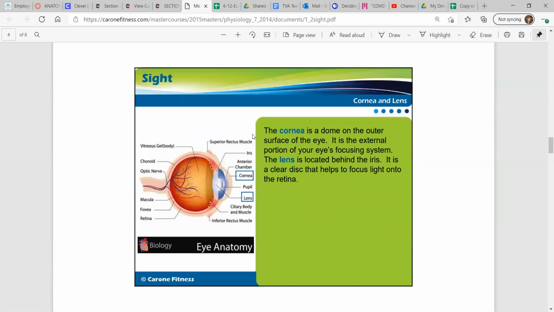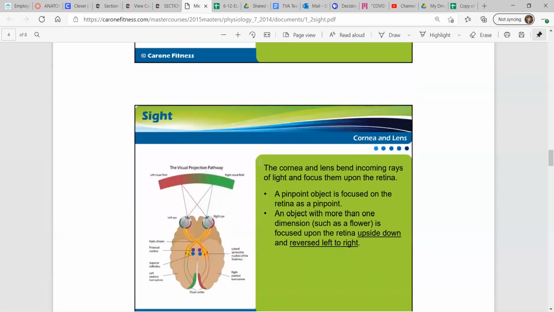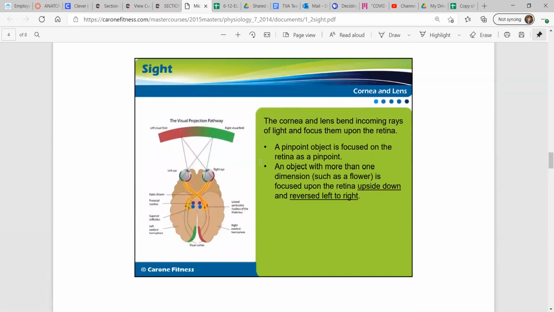The cornea is a dome on the outer surface of the eye. It is the external portion of your eye's focusing system. The lens is located behind the iris. It is a clear disc that helps to focus light onto the retina. The cornea and lens bend incoming rays of light and focus them upon the retina. A pinpoint object is focused on the retina as a pinpoint.